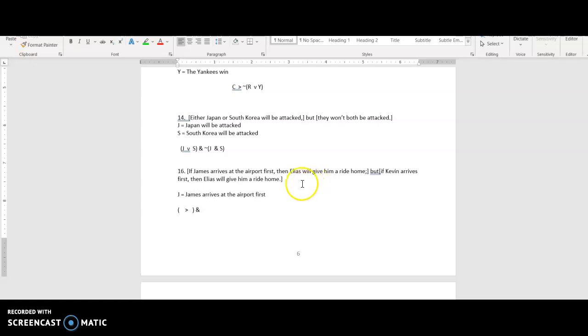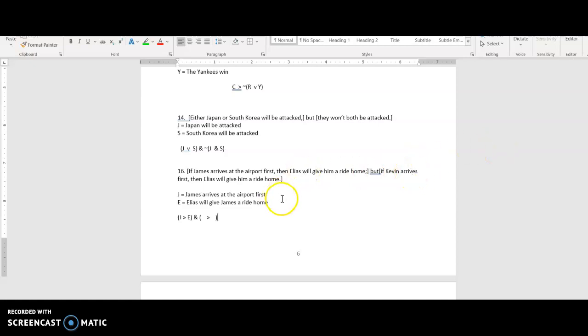And then Elias will give James a ride home. So that's if J, then E. Okay, that's our first conjunct. All right, that's everything that comes before the but. So now but, that's our conjunction. After it is another conditional, so it's going to have this form.